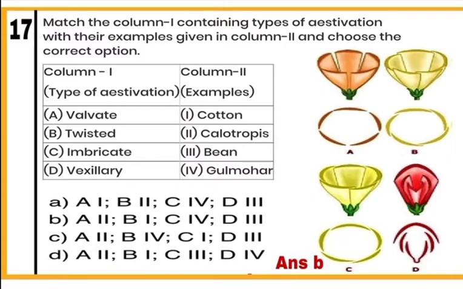See 4 types of aestivation in the diagram. A. Valvate aestivation. Its example is number 2, calotropis. B. Twisted aestivation. Its example is number 1, cotton. C. Imbricate aestivation and its example is number 4, gulmohar. And D. Vexillary aestivation and its example is number 3, bean. So here mark B as a correct answer.